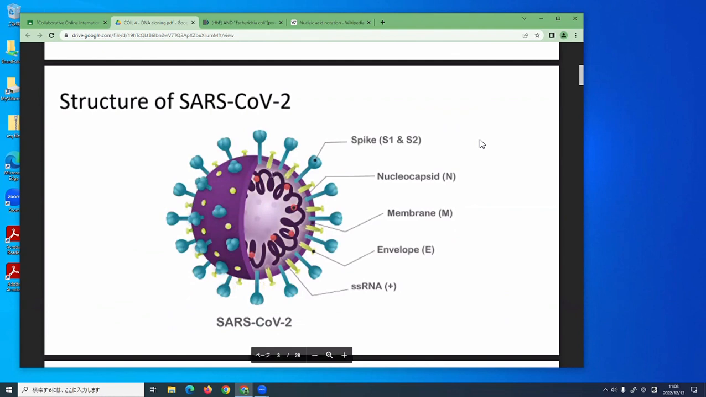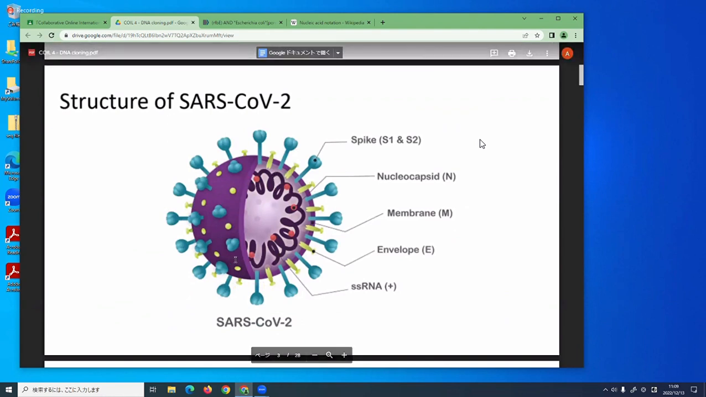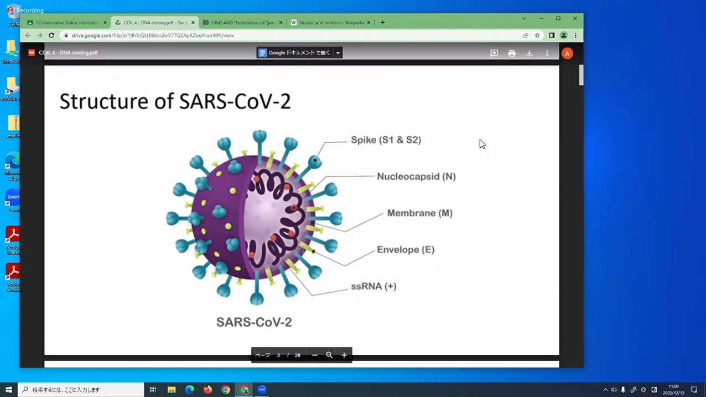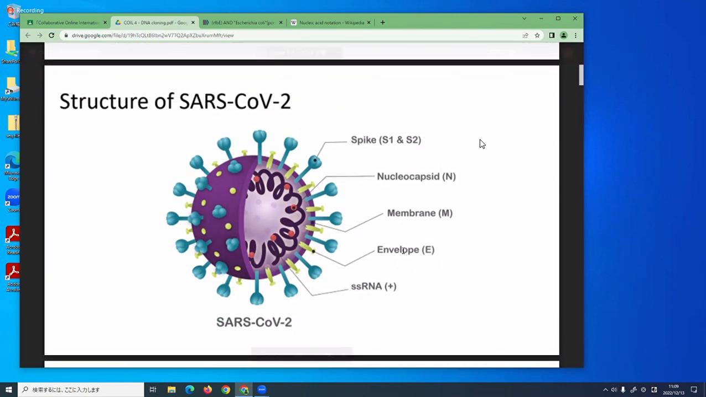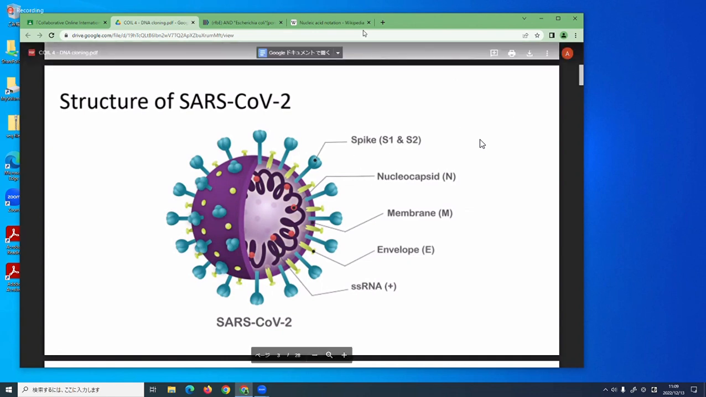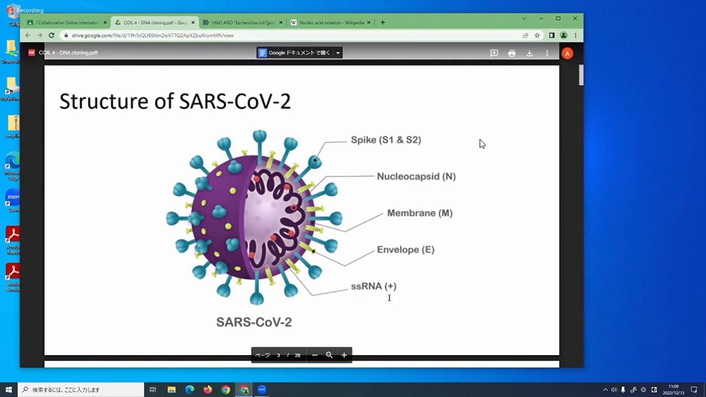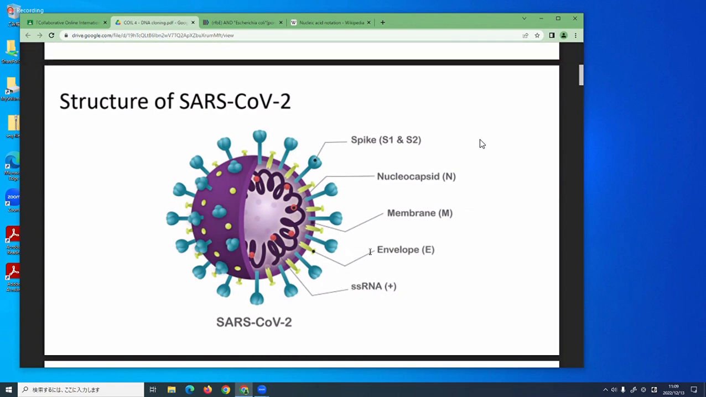Previously I explained what I know about the typical anatomy of the SARS-CoV-2. We have the spike protein. We have here the nucleocapsid, the membrane, the envelope, and then the single-stranded RNA inside. So to detect this using PCR, of course, our target will be the genetic material. So we want the RNA, and then we can convert it into DNA for our next work.